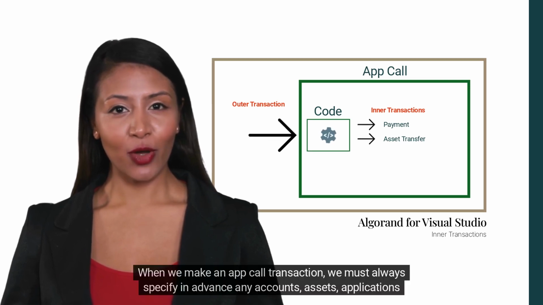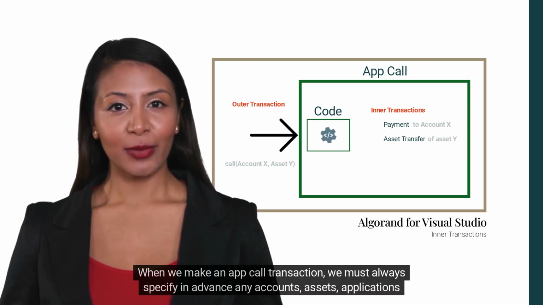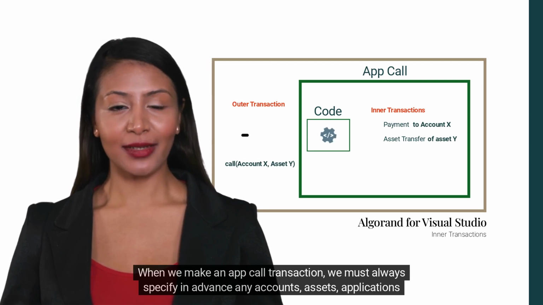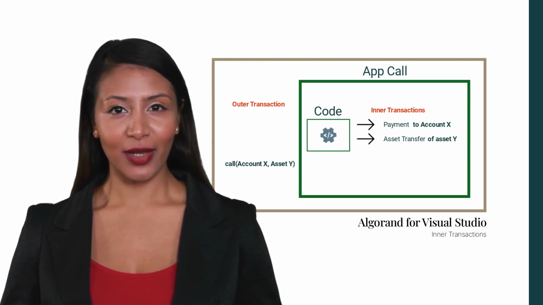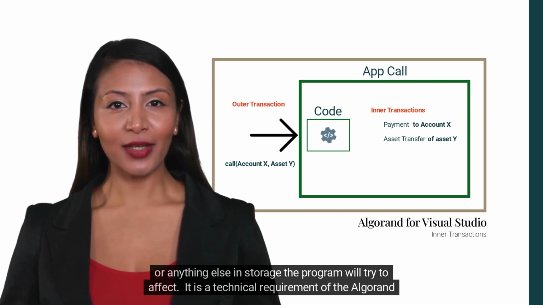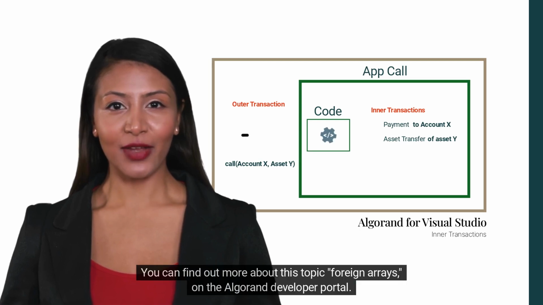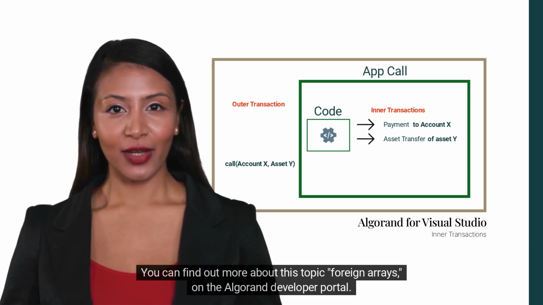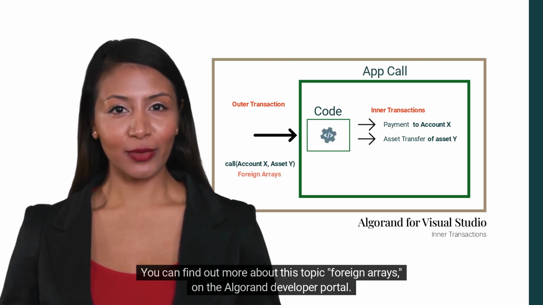When we make an app call transaction, we must always specify in advance any accounts, assets, applications, or anything else in storage the program will try to affect. It is a technical requirement of the Algorand platform. You can find out more about this topic, foreign arrays, on the Algorand developer portal.